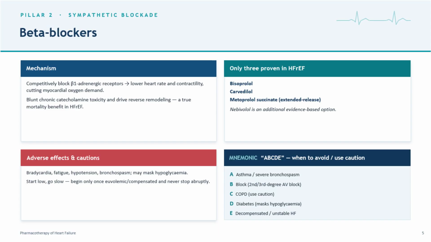Memorize those names. Golden rule: start low, go slow. Only begin once the patient is euvolemic and compensated, and never stop them abruptly. Watch for bradycardia, fatigue, hypotension, bronchospasm, and remember they can mask hypoglycemia. And here's your mnemonic for when to be cautious: A, B, C, D, E. Asthma, block meaning heart block, COPD, Diabetes because it masks the lows, and E for decompensated or unstable heart failure. Simple, and it'll save you in a viva.